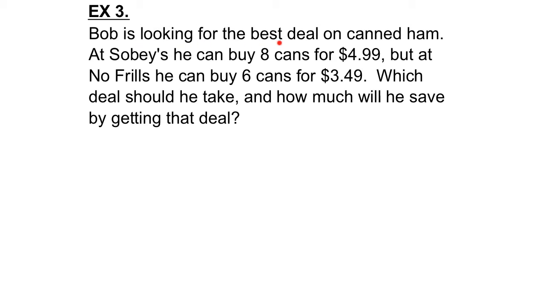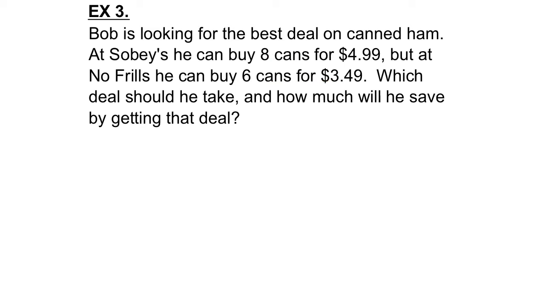Bob is looking for the best deal on canned ham. At Sobeys, he can buy 8 cans for $4.99, but at No Frills, he can buy 6 cans for $3.49. Which deal should he take, and how much will he save by getting that deal? So here's a situation where the comparison is not really the same. This costs more, but you get more too. So which one is the actual better deal?